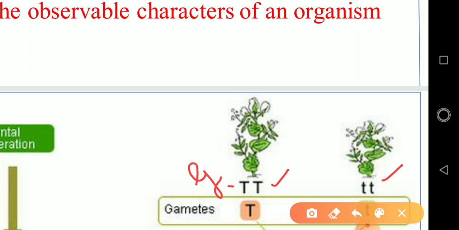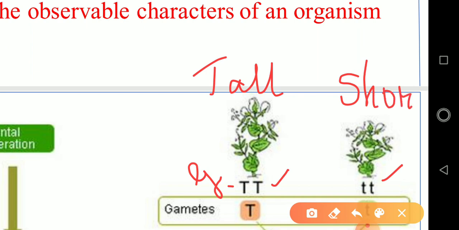And what is the phenotype? Tall plant is the phenotype and short is the phenotype here. Observable character. Okay, so genotype is capital T, small t and small t. What is the phenotype? Tall is the phenotype. Short is the phenotype of small t, small t. Is it clear?